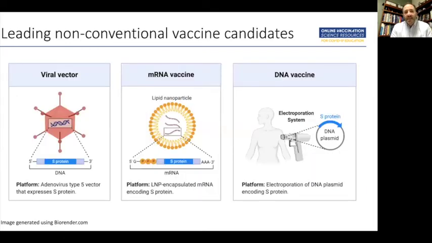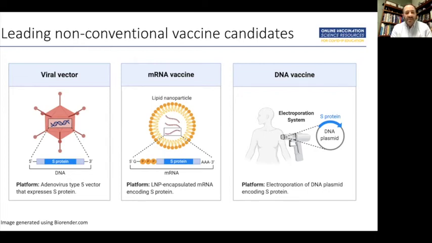So some of our leading non-conventional vaccine candidates, the ones that just have some limited set of information about the virus they're based on, are viral vectors, mRNA vaccines, and DNA vaccines. All three are shown as bringing information about the S protein, or the spike protein, that shows up on the surface of SARS-CoV-2.